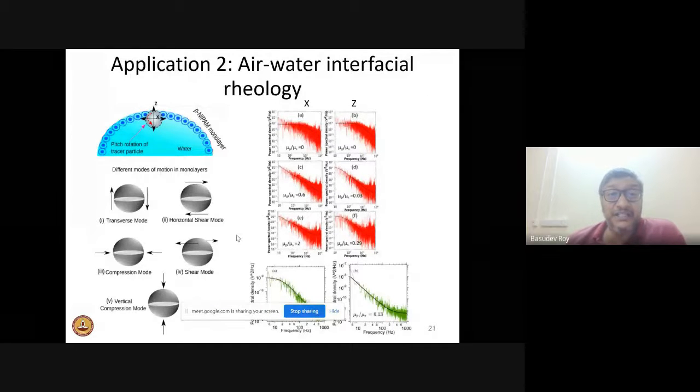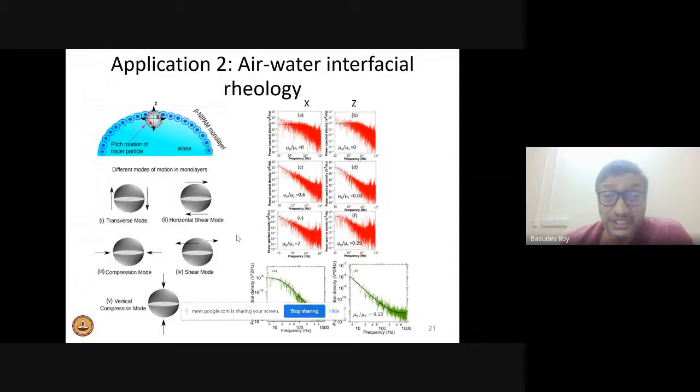That is the second application of this pitch rotation. I show here that if you take an air-water interface, a sessile droplet of water on a glass surface, and put a birefringent particle on the top surface, what are the modes I can study? I can study the x direction, the z direction, and the rotational modes, including the pitch rotation.